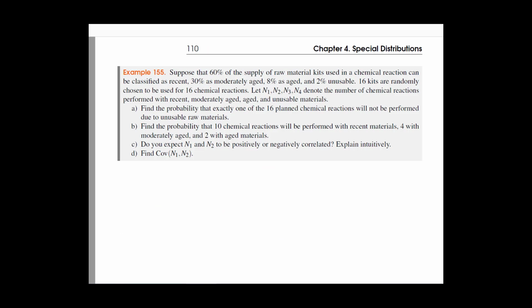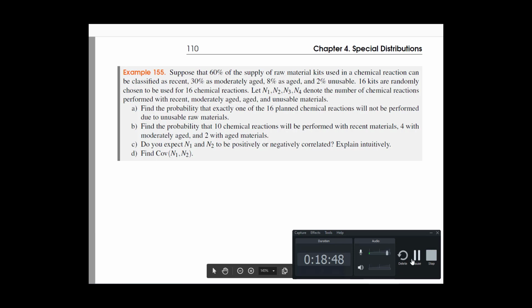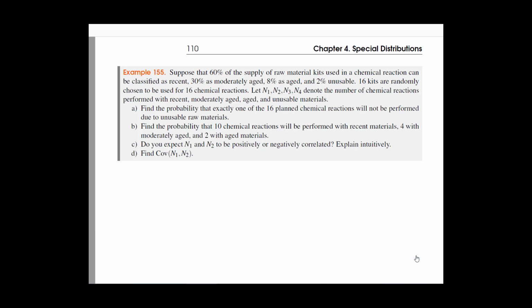All right, so I think I just have one example of this type. I'm just going to use it very sparsely. So let's read this. Take a minute. Okay, so here we have the delivery of supply kits, and 60% are recent, 30% are moderately aged, 8% are aged, and 2% are unusable. So we have these 4 categories. And then we choose 16 kits, so that would be n. And N1, 2, 3 and 4 are the number of kits of each of these types.